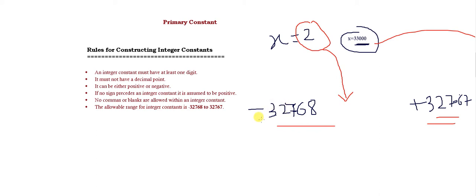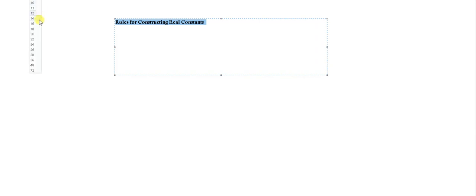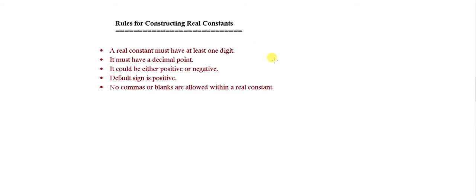So this was the integer constant. Let us now discuss the real constant, and the rules for constructing a real constant. Here is the rule. A real constant must have at least one digit. Of course, it must have a decimal point.